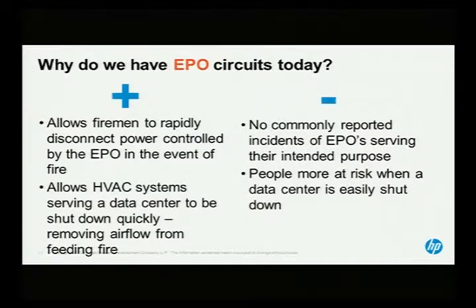So why do we have EPO circuits? The two rationales typically given are that the firemen need to rapidly disconnect power, and it allows the HVAC systems to be shut down so you're not feeding the fire with more air. However, there are no commonly reported incidences where the EPO actually did its job. There may be one or two isolated, they're not published across the industry. So we have this question in the back of our head. And what's happened is people are more at risk when a data center is easily shut down. And we're going to see cases of this as we go forward.